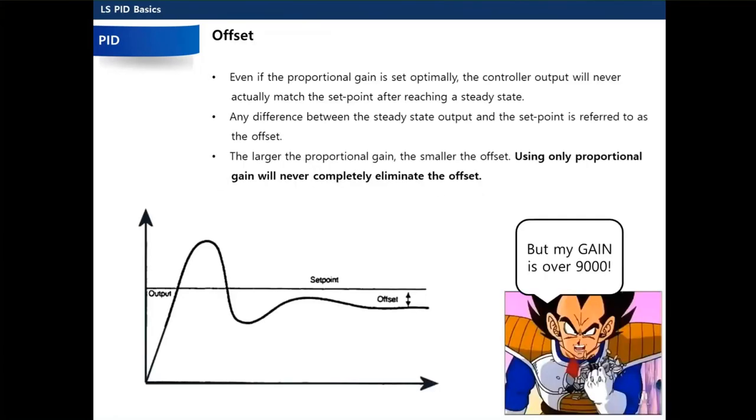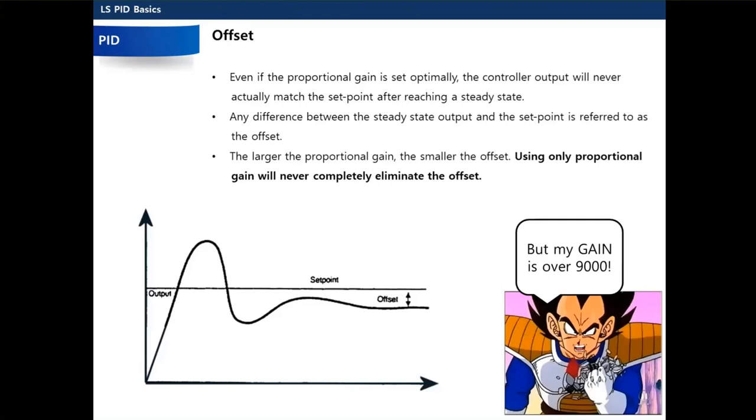Okay. So the first thing we're talking about here is that proportional gain. Even if you set it to the best value possible, you may still have some oscillation, you may still have some sluggish response, and it'll actually never have the set point match the steady state of the PID. So you'll never have your feedback match set point. And when there's a constant difference like that, that's called an offset.